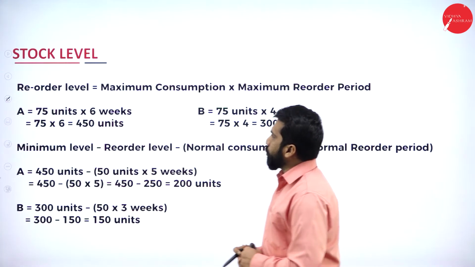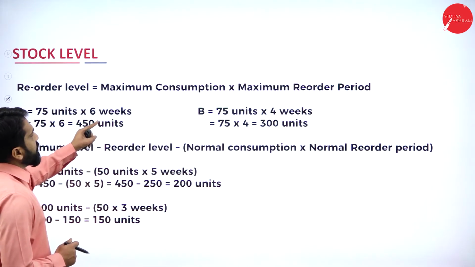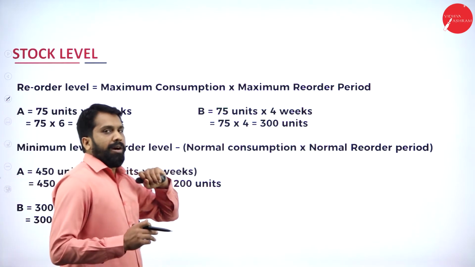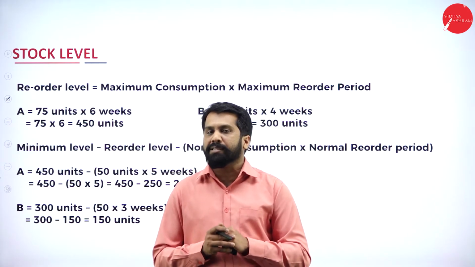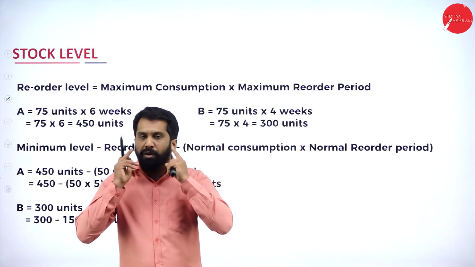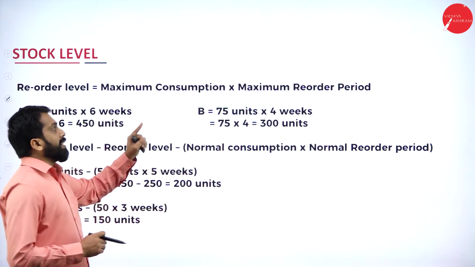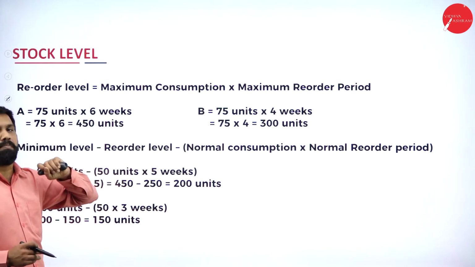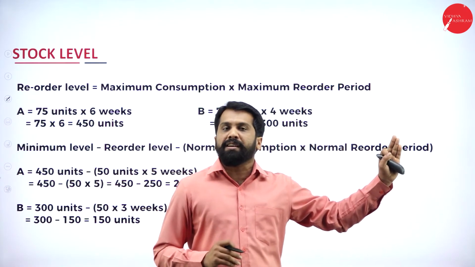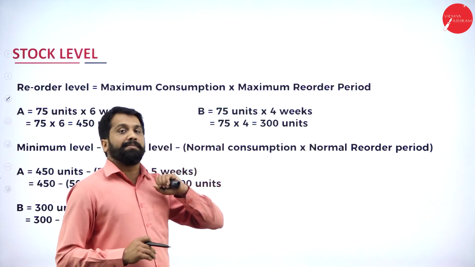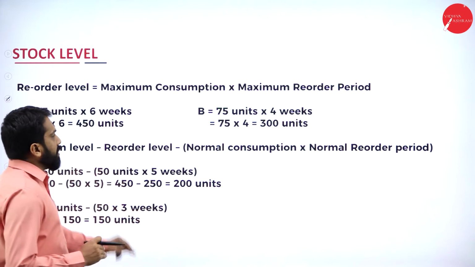Now, reorder stock level. What is the formula for that? Reorder stock level is maximum consumption into maximum reorder period. See, we are almost doing the third or fourth problem. You should memorize the formulas. When reorder comes, always keep in mind, maximum and maximum. What is the maximum? Maximum consumption into maximum reorder period. Now, without seeing the board, you are supposed to say, what is the reorder level formula? Yes, maximum consumption into maximum reorder period. Very good. So we are done with the first one.